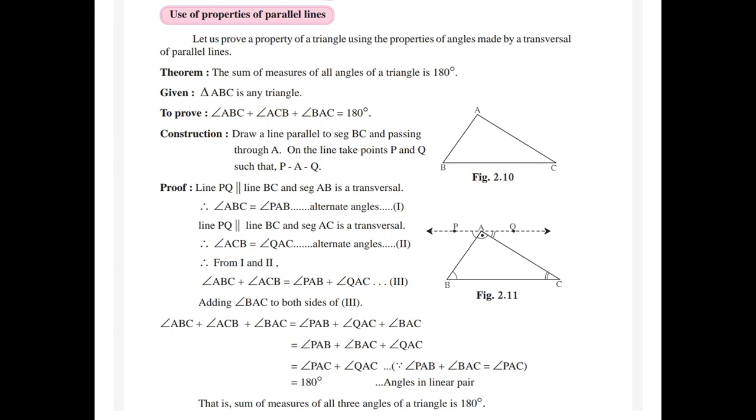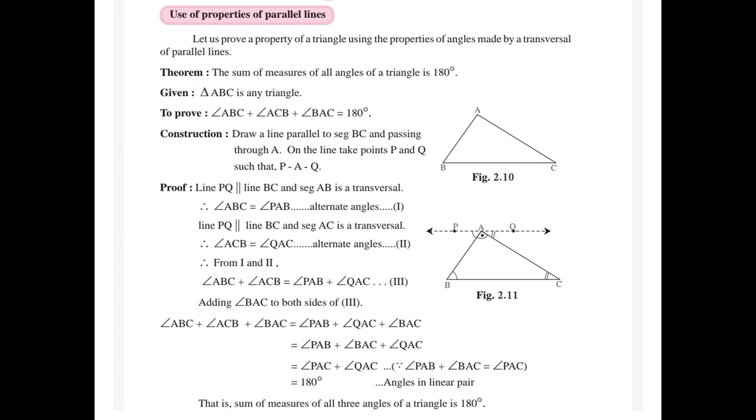I have to prove that the sum of all the measures, that means angle A plus angle B plus angle C equals 180 degrees, or angle ABC plus angle ACB plus angle BAC equals 180 degrees. Okay, we need to prove it. So I will have to do a little bit of a construction. Okay, let's start with the construction.